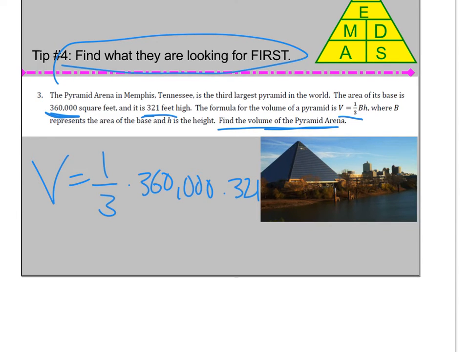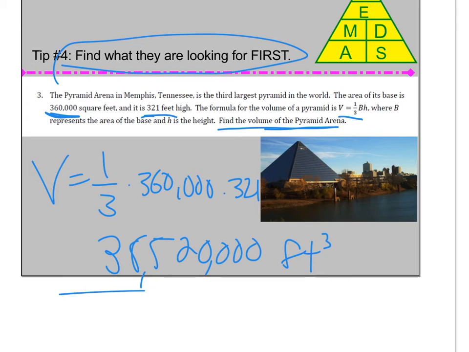So it's going to be a really, really big number. So it's going to be 385,200,000. So you're looking at 38,520,000 cubic feet. That's an 8, by the way. Apologies.